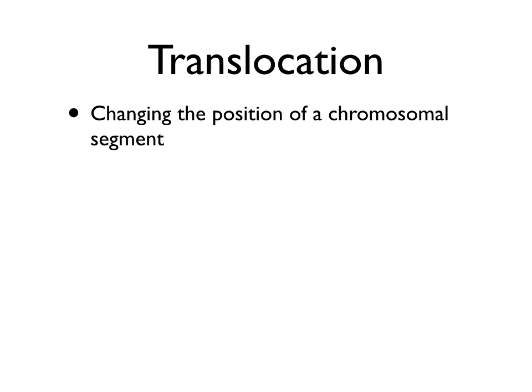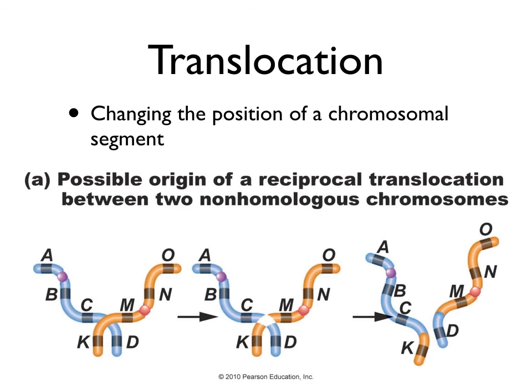Okay, so another aspect of genetics: mutations at the chromosomal scale are translocations. And I already touched on this a little bit, but this is changing the position of a chromosomal segment. And so here you can just see a reciprocal translocation, okay, between non-homologous chromosomes, creating new combinations of genes.